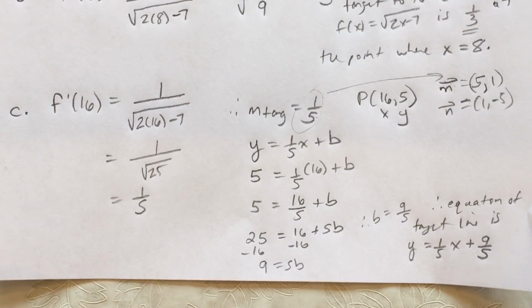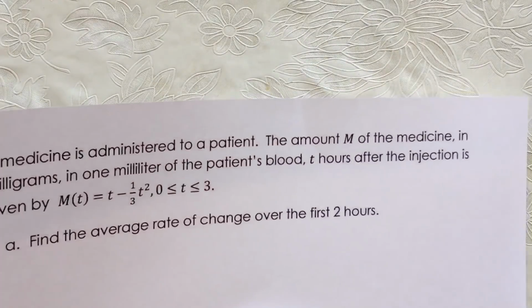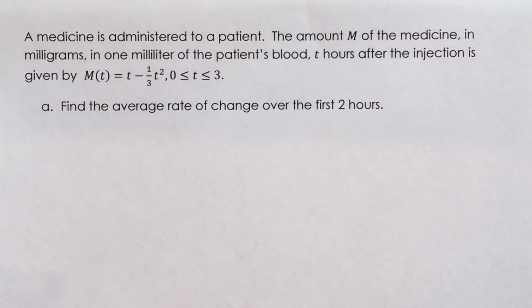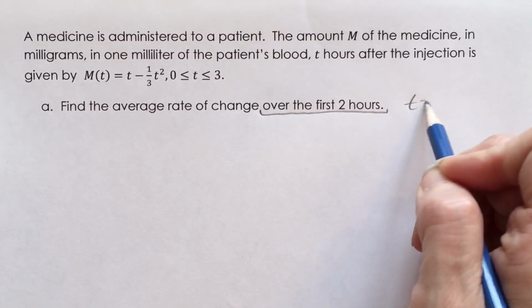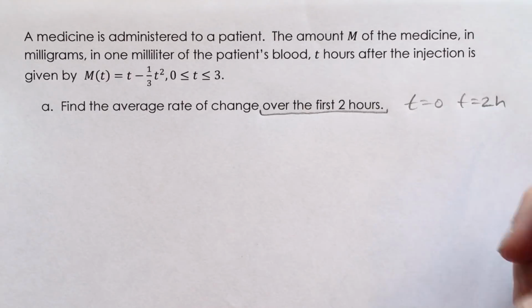Okay, so we did that, determine the equation of the tangent line. The next question is an application question. A medicine is administered to a patient. The amount m of the medicine in milligrams in 1 milliliter of the patient's blood t hours after injection is given by that formula, and it's only valid for 0 to 3 hours. Find the average rate of change over the first 2 hours. So again, we talked about that meaning from time equals 0 to time equals 2 hours.